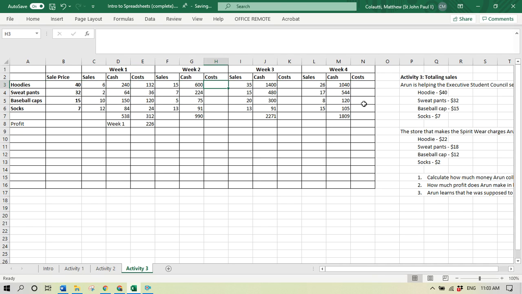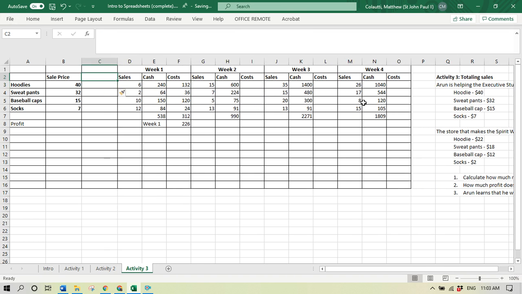Okay, now similarly here, I need to find the cost for week 2. So I'd have to take the amount of sales I made and multiply by the cost for each of the items. But again, it's probably easier if I type that information once. So let me put the cost per item. For hoodies, it was 22, 18, 12, 2. So now for the cost week 2, I would take the number of sales, multiply by the cost per item. Does that make sense? 22 times 15, yeah, 330.